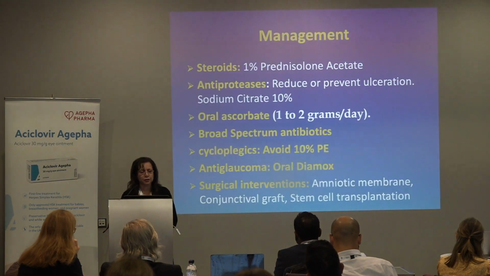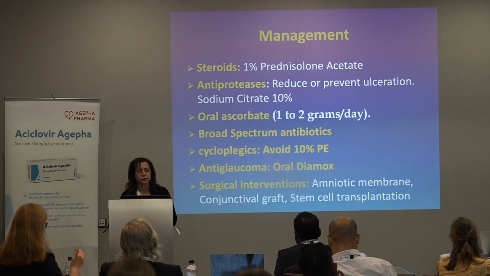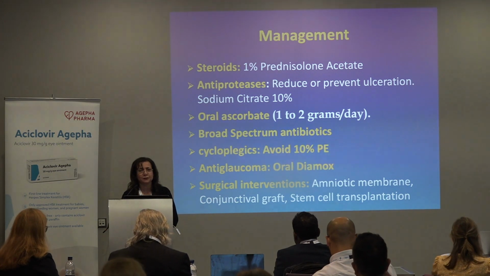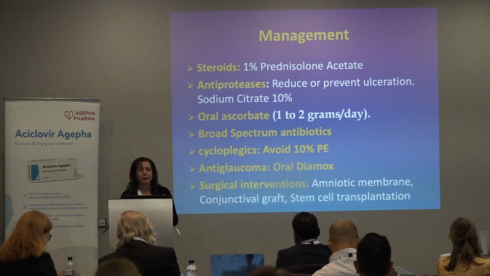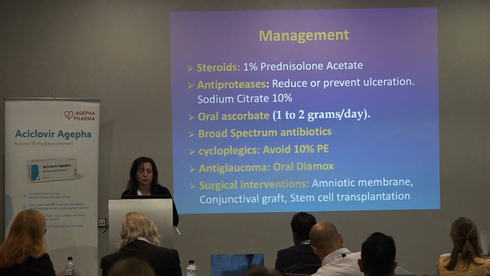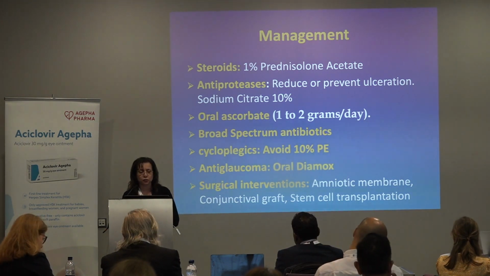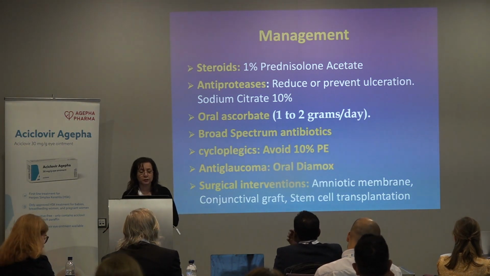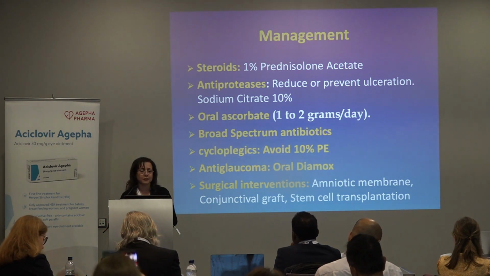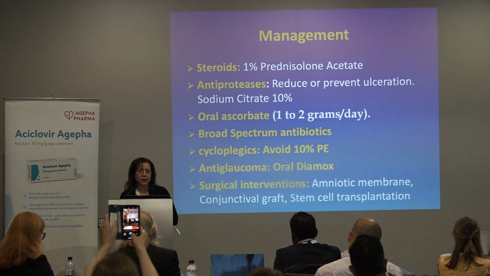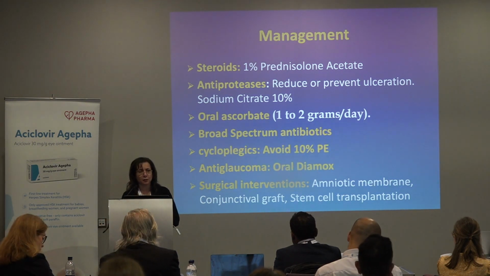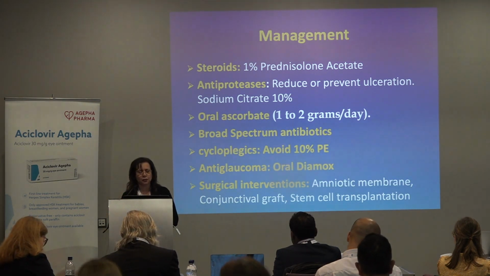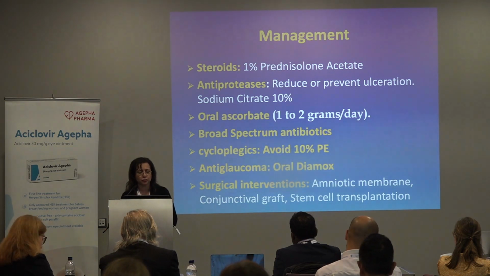How do we manage the patients? We give them preservative-free steroids 4 times a day, anti-proteases to prevent the melting, and sodium citrate 6 times a day probably. The ascorbate level in the AC becomes less, so you have to give them oral vitamin C, 1 to 2 grams per day. You have to cover with a broad spectrum antibiotic and use a cycloplegic, and remember not to use phenylephrine because they already have ischemia and you don't want a vasoconstrictor. For anti-glaucoma, you probably want to use oral Diamox, not topical medications, because you don't want to bombard the eye with so many eye drops, which will be toxic to the surface.